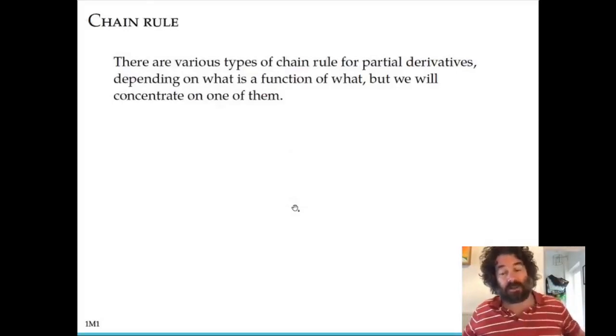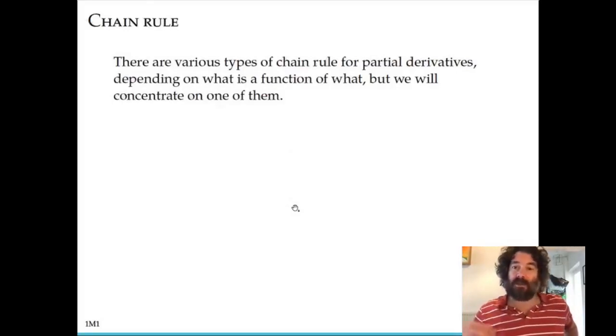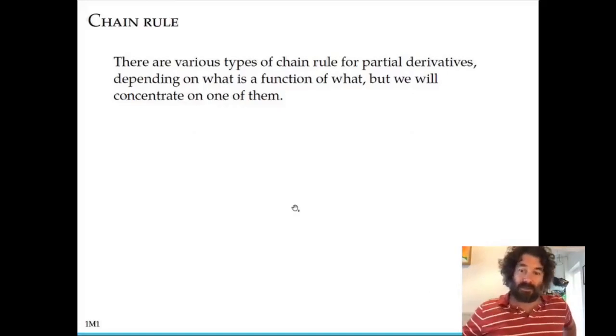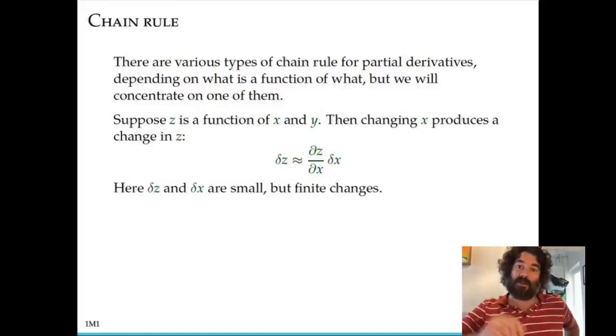And we're really just going to look at one particular case. You can imagine there are lots of different cases depending on what is a function of what. So you could have a function of, say, two variables, and then each of those variables could be functions of a certain number of variables. And there are many different possibilities for this, giving rise to different versions of the chain rule, and they can all be unified. But we're just going to look at one particular case here, and then later in another course you'll learn about more general cases.